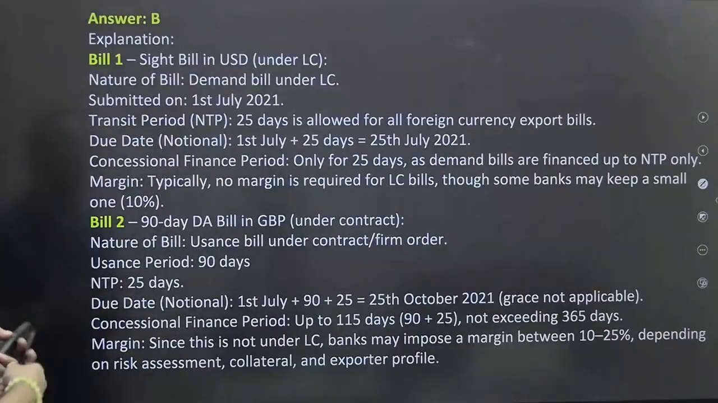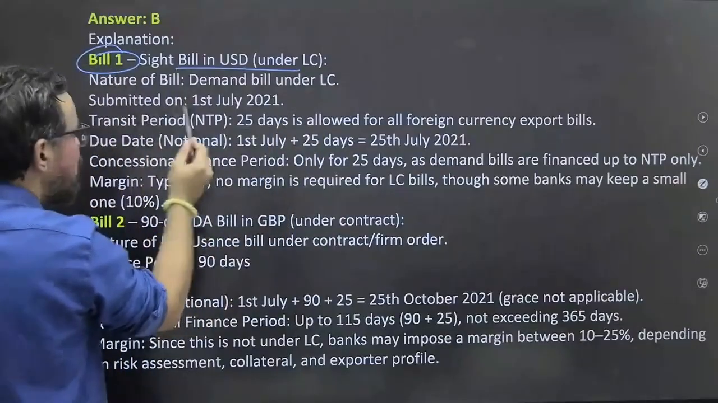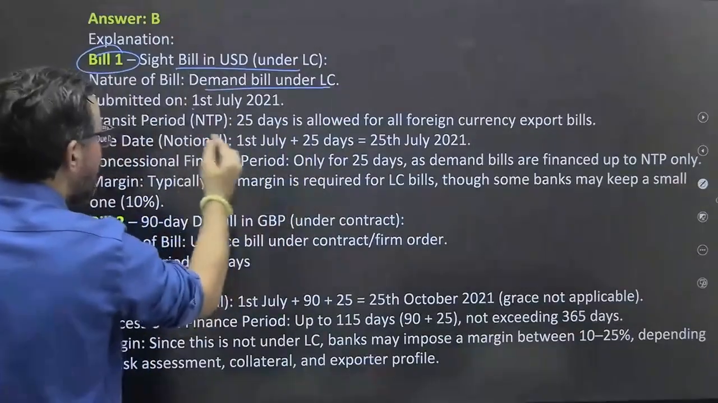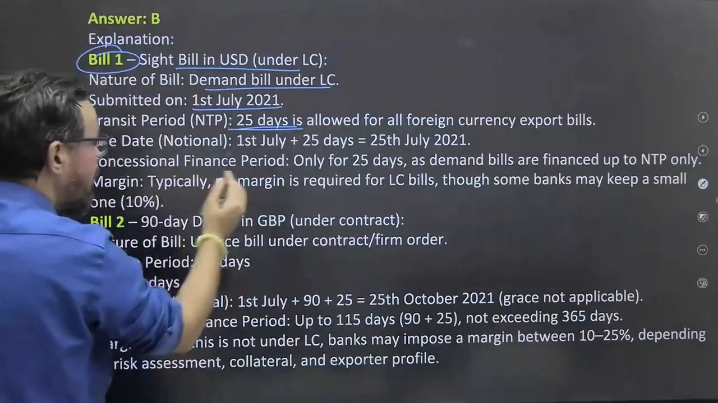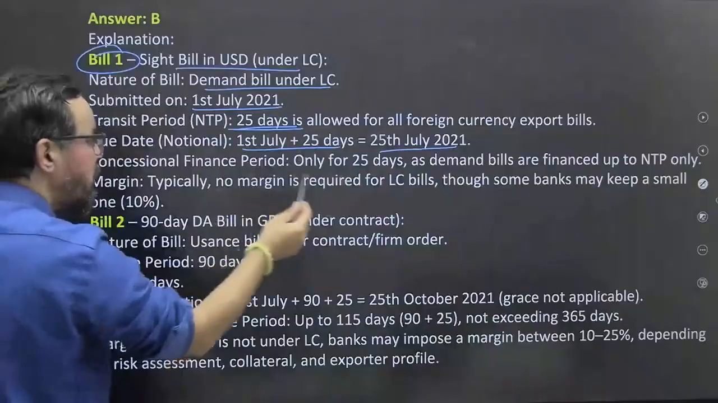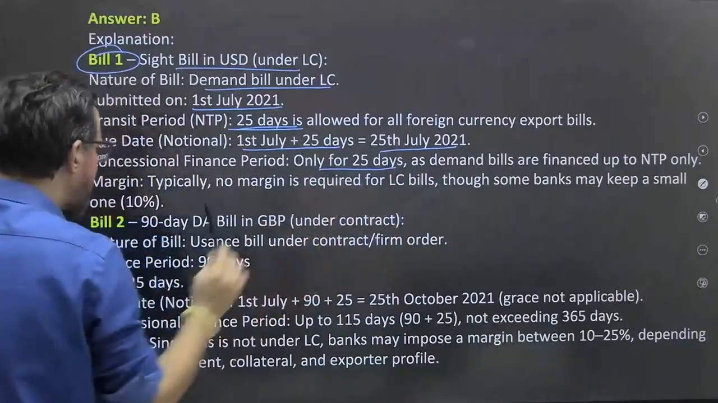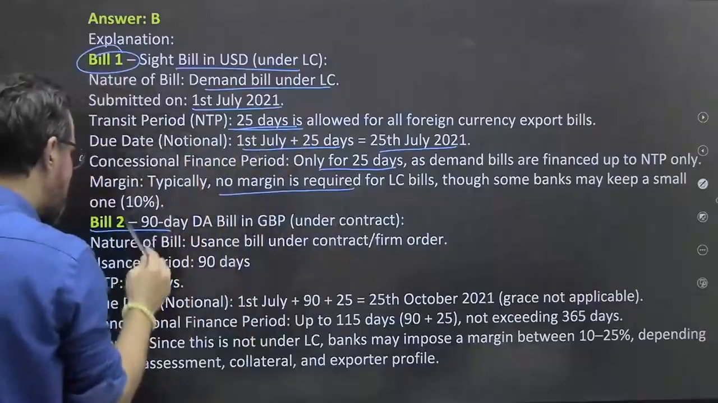Is it a dangerous question? Okay, so bill 1 is your sight bill in USD under LC, nature of bill is a demand bill. So 1st July, 25 days is allowed through the foreign export bills. Take due date 1st July plus 25, so 25th July is the date. Concessional period is only 25 days. In this, typically no margin is required in this particular case.